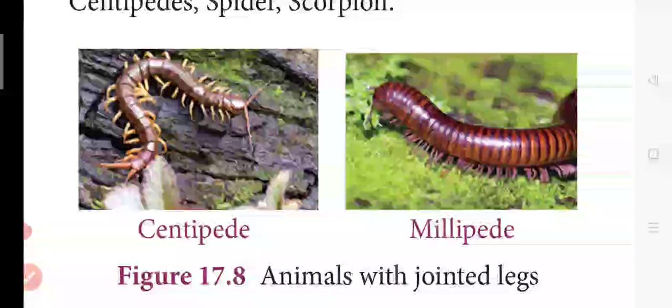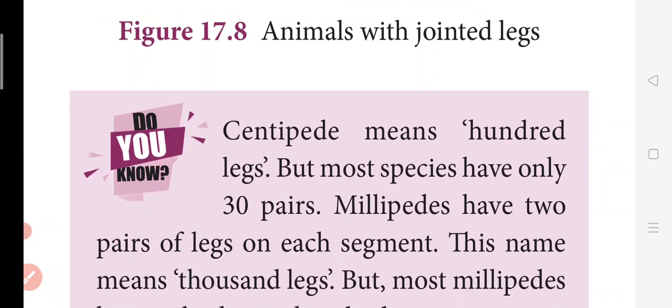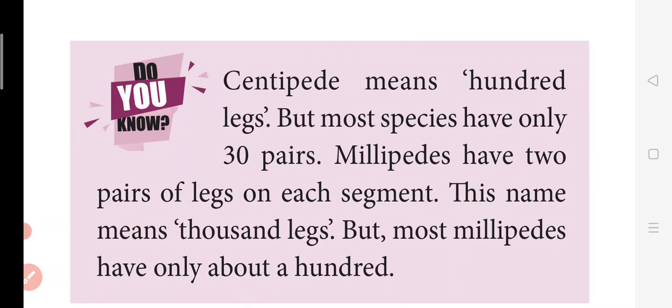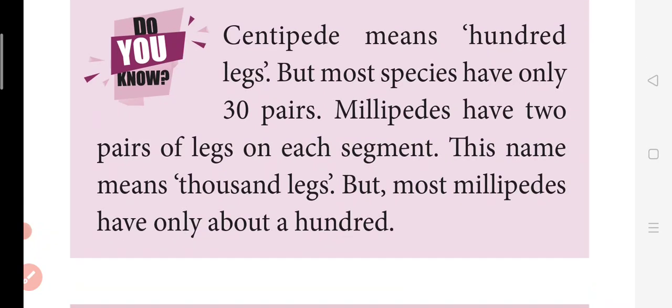In centipedes the segments are clearly visible, and they have a pair of jointed legs on their body. And centipede means 100. So with 100 we expect 100 pairs of legs, but actually they have only 30 pairs. Their names do not give the exact justification for their body. And millipedes have 2 pairs of legs on each segment, but millipede means 1000 legs, yet they don't have that many.